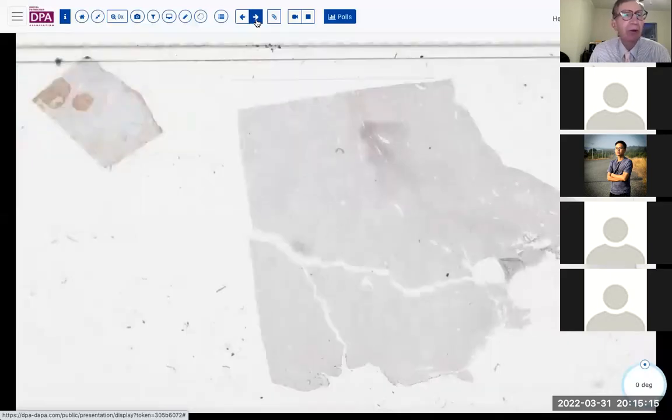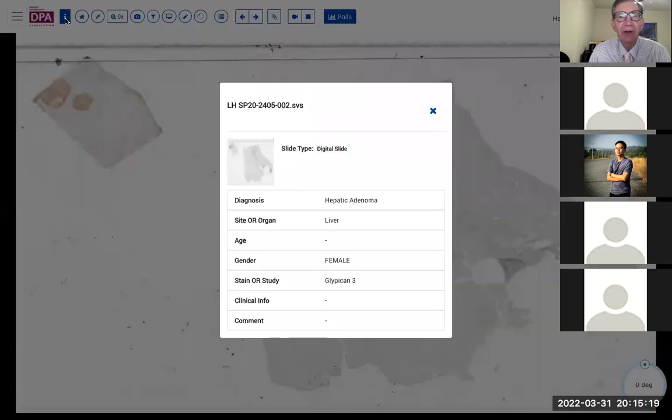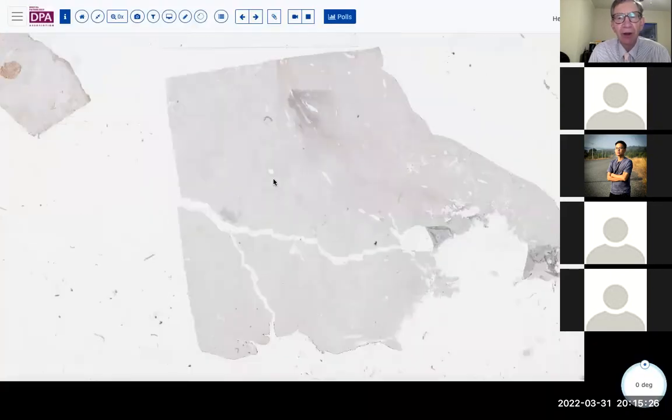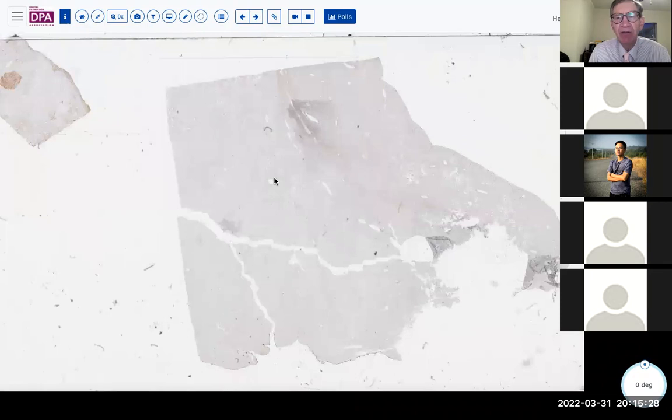Another stain that we would do here is glypican 3. And that's a useful marker in demonstration of the differentiation between a dysplastic or neoplastic nodule and benign liver. So in this case, we can see that this adenoma is entirely negative. We would not be worried about a dysplastic adenoma or a hepatocellular carcinoma.